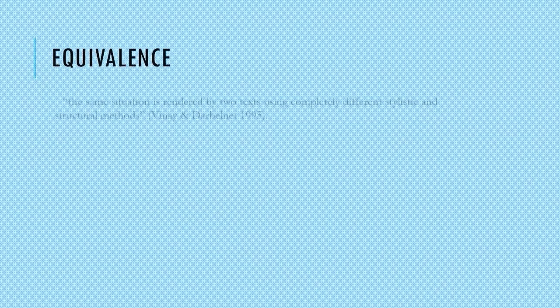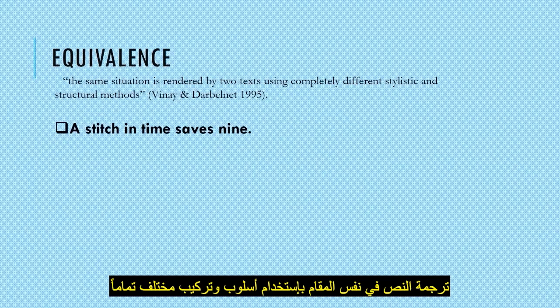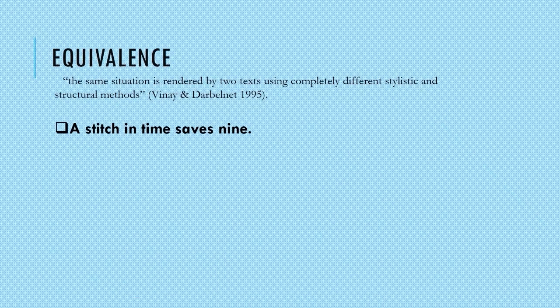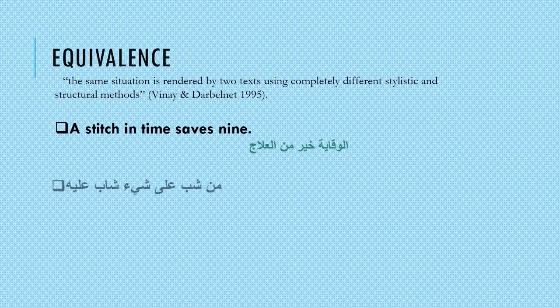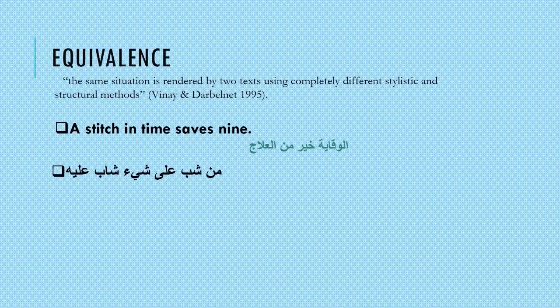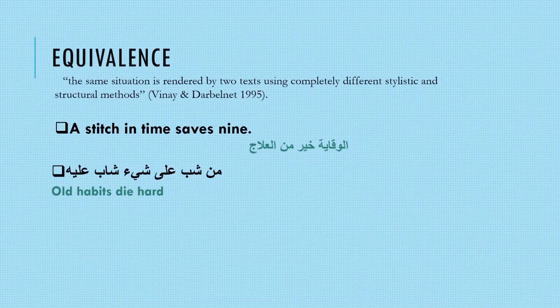Equivalence. The same situation is rendered by two texts using completely different stylistic and structural methods. For example, a stitch in time saves 9. This is commonly translated as الوقاية خير من العلاج. من شب على شيء شاب عليه. Also, this is translated in many books as old habits die hard.